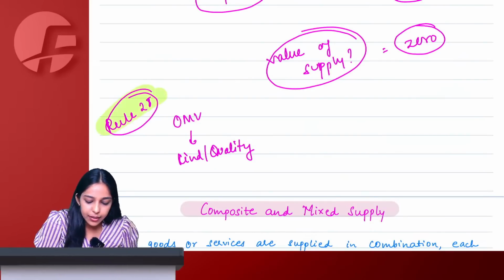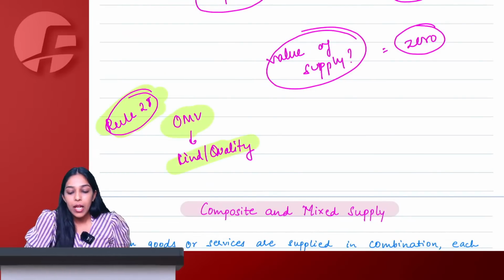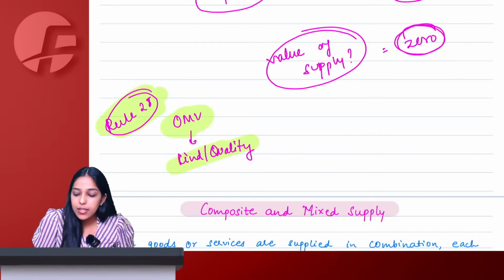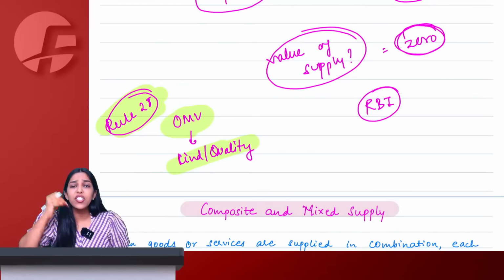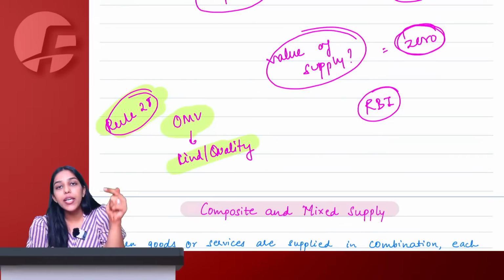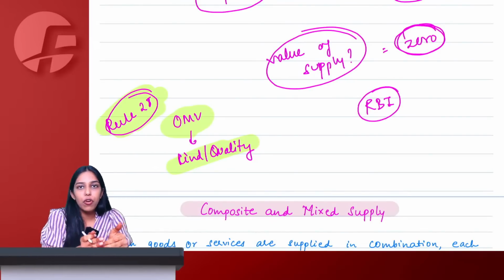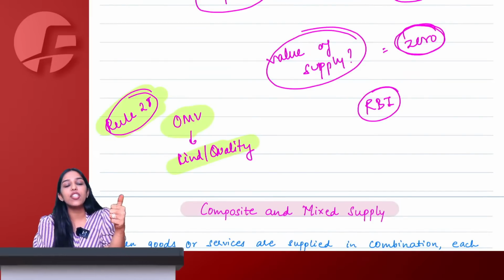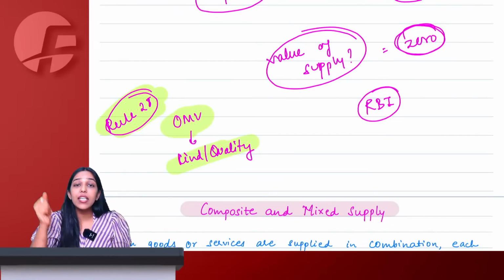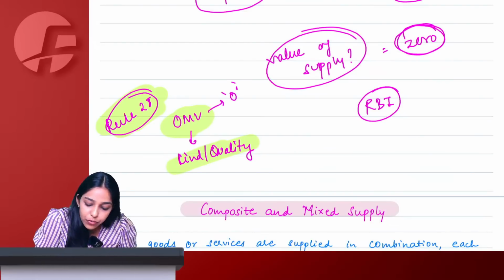So, Rule 28 says that open market value becomes the value of supply. If not available, then you see like kind and quality. The open market value here is 0. Why, ma'am? Because according to the Reserve Bank of India, we are studying GST, right? But still, according to the Reserve Bank of India, if a director is giving a personal guarantee service to a company, for the company to get a loan from any financial institution, then even if the director wants, he cannot charge any remuneration. Even if the director wants, charging remuneration is not allowed, which means the open market value of this is 0 only.